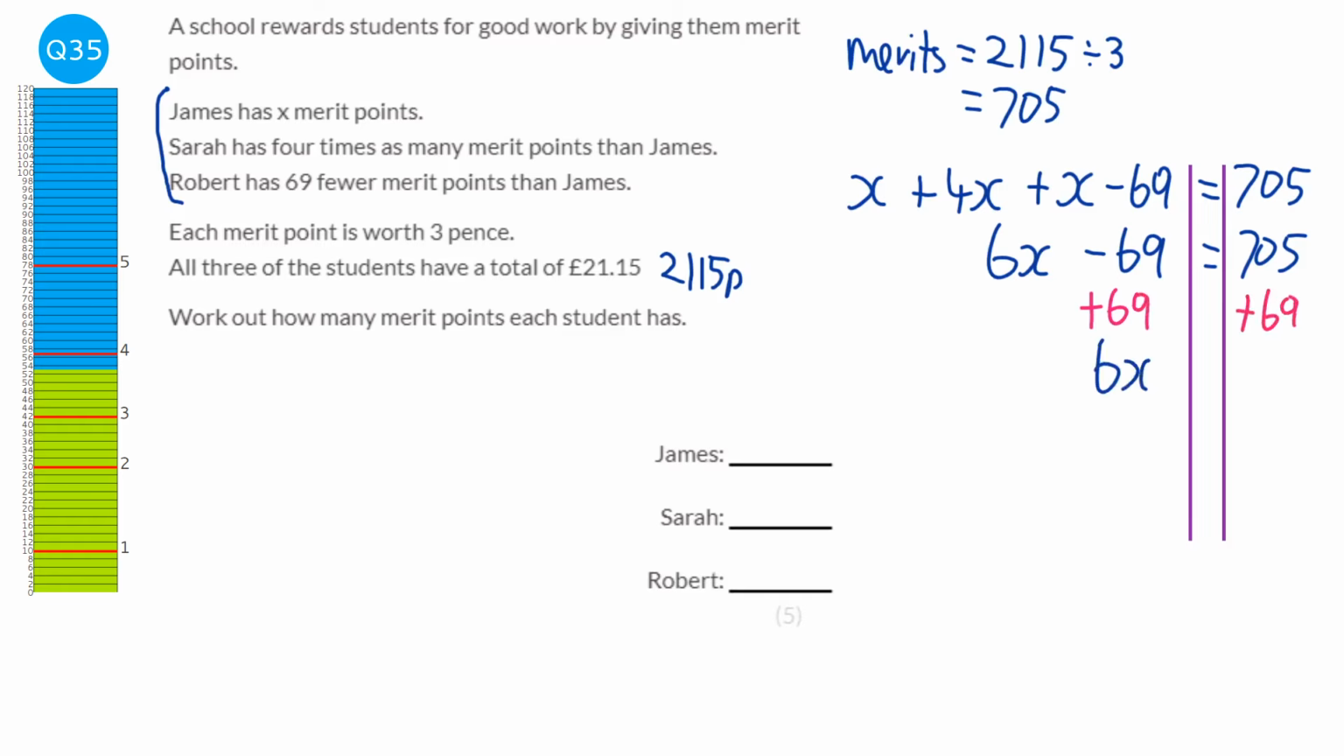So we've got 6x equals 774. Then we're going to divide both sides by 6. And so we've got x equals 129. That means James has 129. Sarah has 4 times more, so she will have 516. And Robert has 69 fewer, so we're going to take 69 away from that, and that will equal 60.